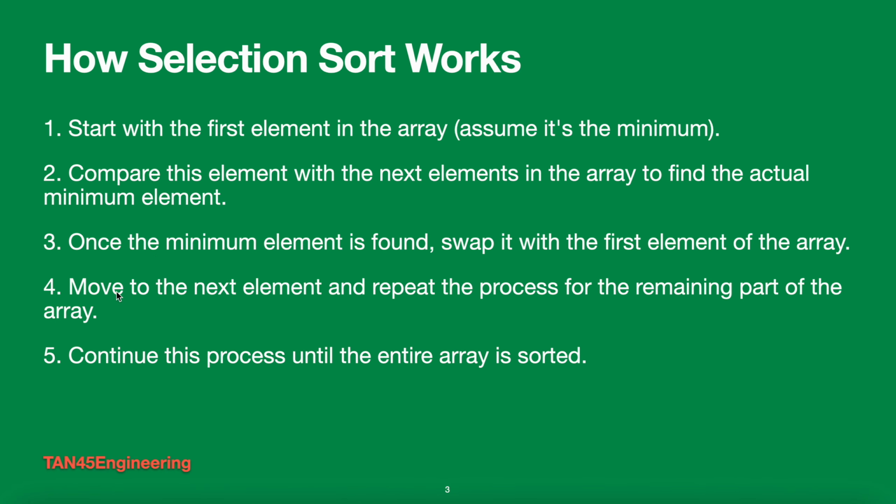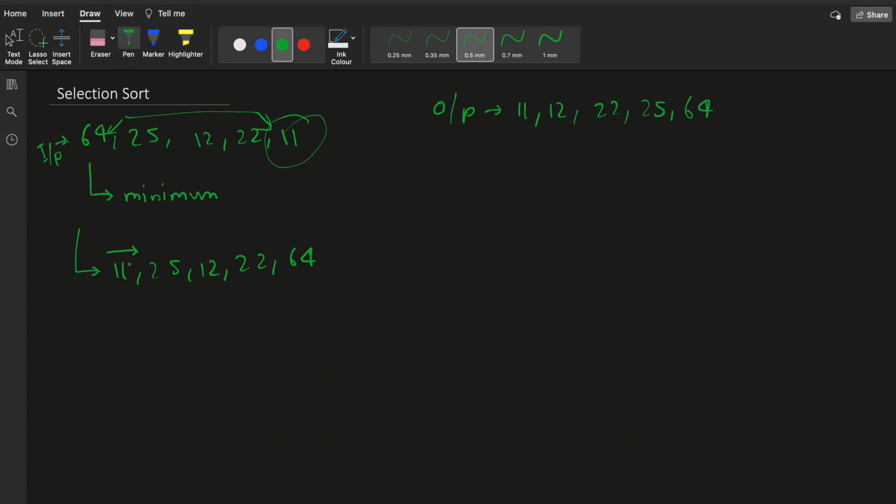Now move to the next element and repeat the process for the remaining part of the array. So we'll move to the second element. First we were at index 0, since the indexes start with 0 1 2 3 4. Now we start with the next element, so now I will point to the second element at index 1, that is 25. We'll pick 25 and start comparing it with all the elements to find the minimum element. We'll find the minimum element at 12, so we will swap them again.